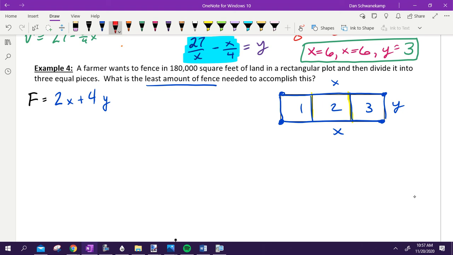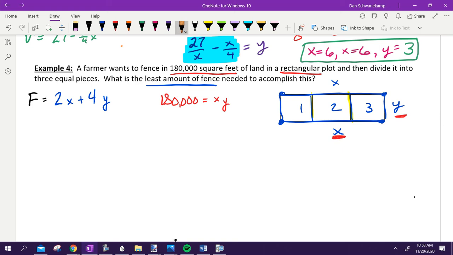Yep, good. 180,000 equals x times y because it's 180,000 square feet of land. It's rectangular, so it's base times height. His base is x, his height is y. 180,000 equals xy. That's what we got. What do I need to do with this in order to help me with the fence equation?